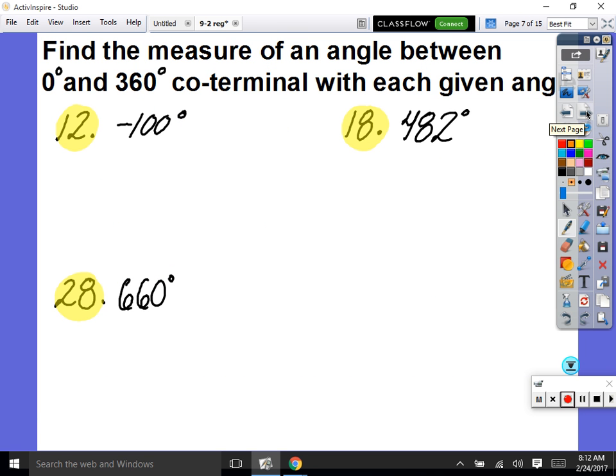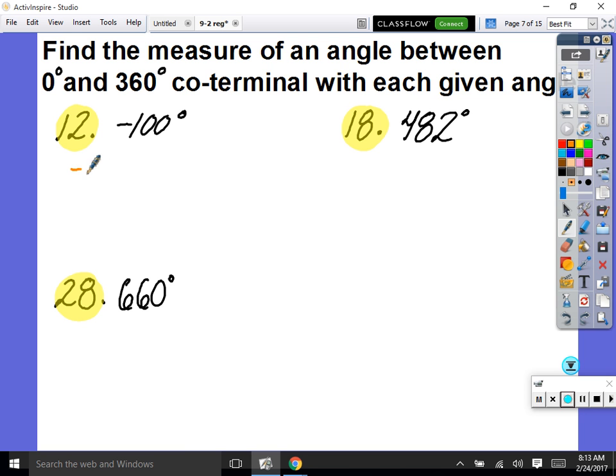So here we go. It says find the measure of an angle between 0 and 360. So we're reading the directions. Everybody take it all in. Find the measure of an angle between 0 and 360 coterminal with each given angle. So coterminal means falls in the exact same spot. So we're dealing with negative 100 degrees. They want to know what's an angle that's between 0 and 360 degrees that will fall in the same spot as that. So instead, let's look at the positive angle instead of the negative angle, in other words, right, everybody?